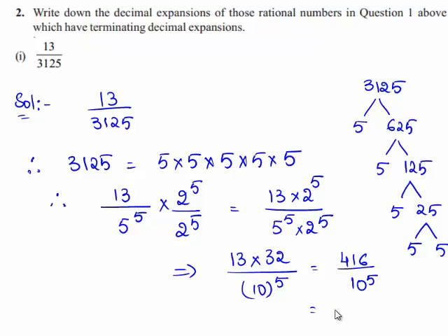Therefore, we have the decimal expansion as 0.00416. Hence, the decimal expansion for the given rational number 13 upon 3125 is 0.00416.